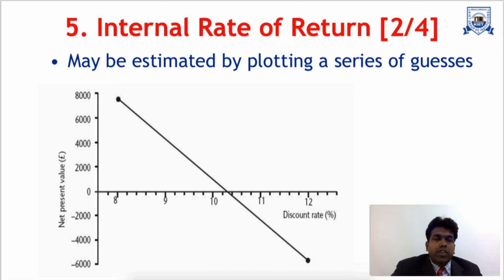We can establish it by plotting a series of values, as you can see in this diagram. Here on the y-axis is the net present value, and the x-axis is showing the discount rate. So at the point where we get a net present value of 0, this point is basically the internal rate of return. It will show the internal rate of return.